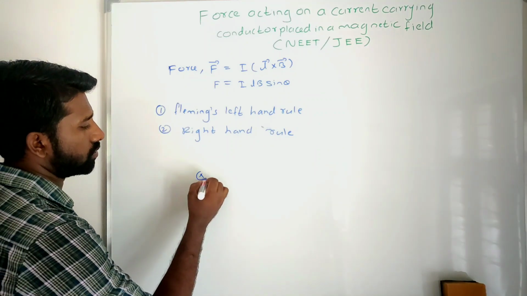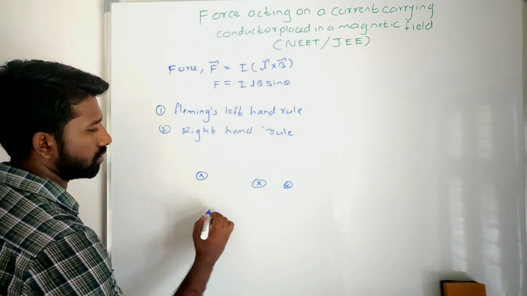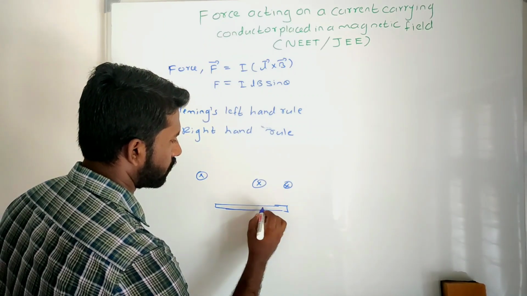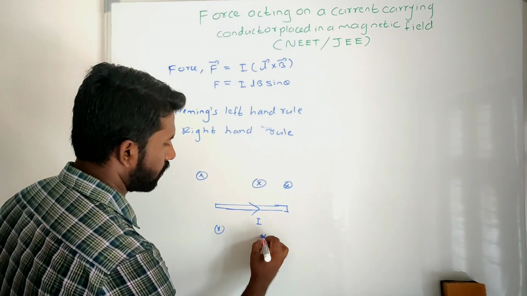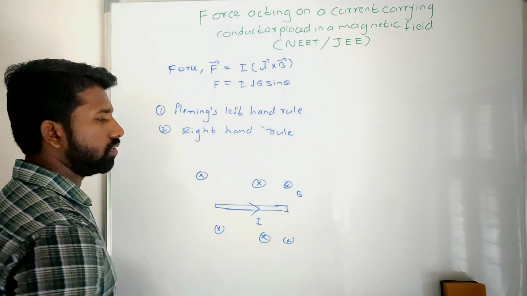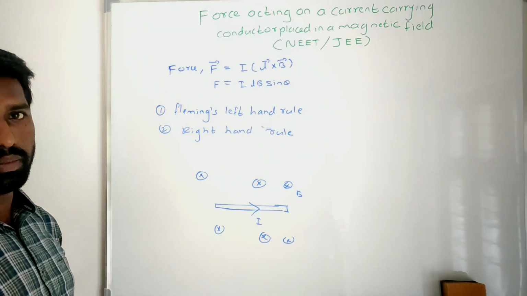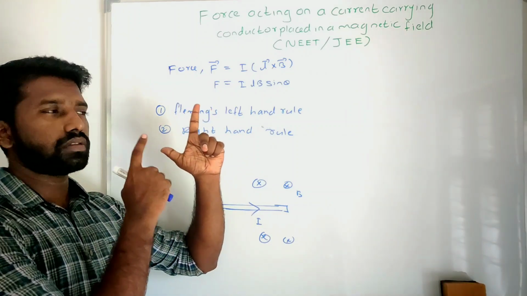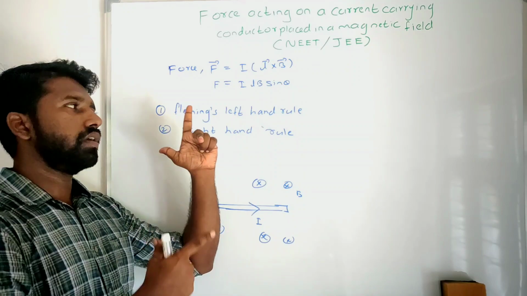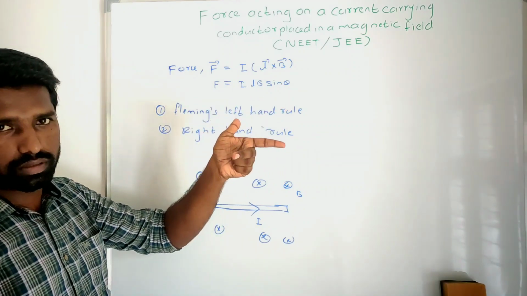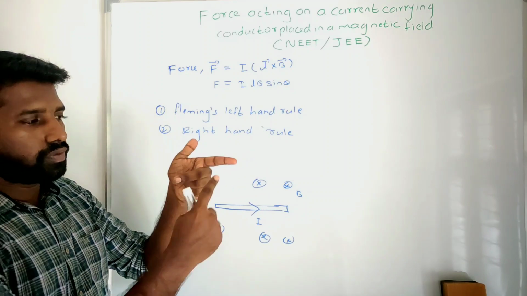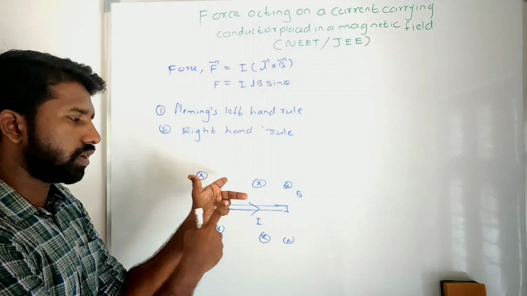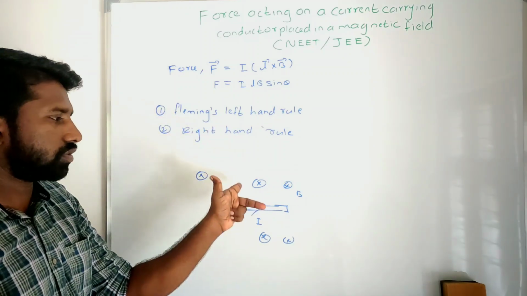So I consider the magnetic field to be acting like this. Okay, so there is a current carrying conductor. We will see how we can apply Fleming's left hand rule. Use your left hand. Stretch your three fingers, thumb, forefinger, middle finger in a mutually perpendicular way like this. Place your forefinger in the direction of magnetic field and middle finger in the direction of current. Then the thumb will be the force direction. So you place like this.